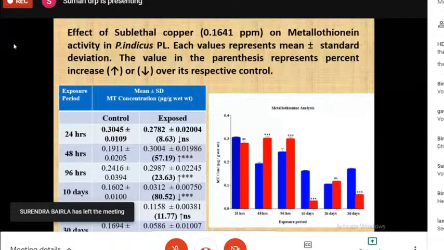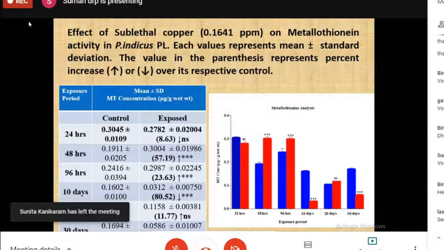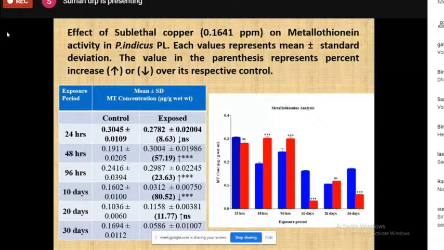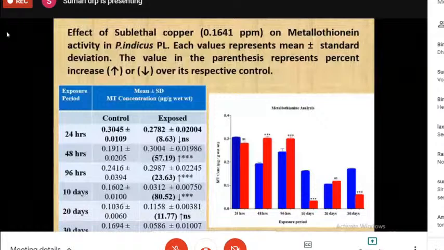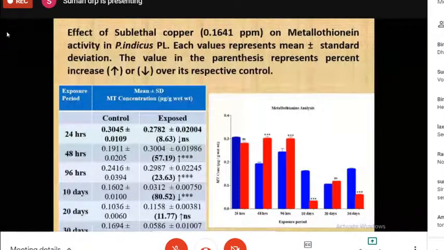for the metallothionein study, we exposed the sample for 24 hours, 48 hours, 96 hours, 10 days, 20 days, and 30 days. These are the intervals we followed. In these intervals, the blue color shows the control sample and the red color shows the exposure sample. Initially for 24 hours, it shows a non-significant difference. But when it comes to 48 hours and 96 hours, there is an increase in levels of metallothioneins.